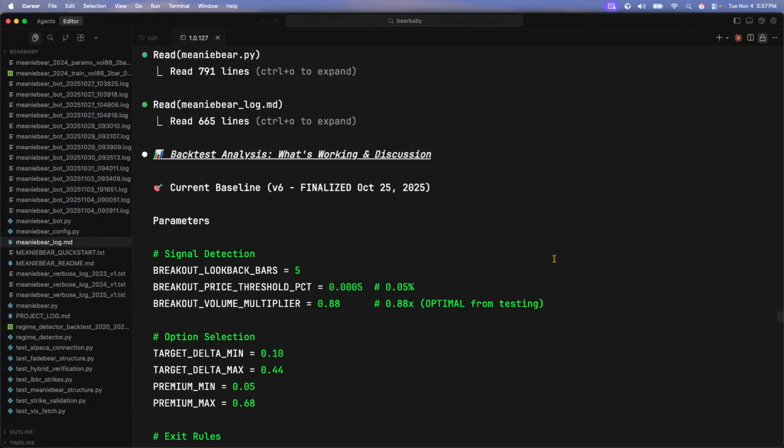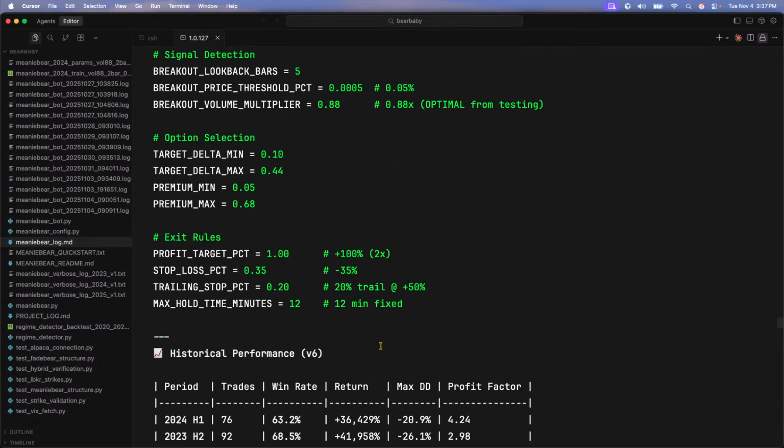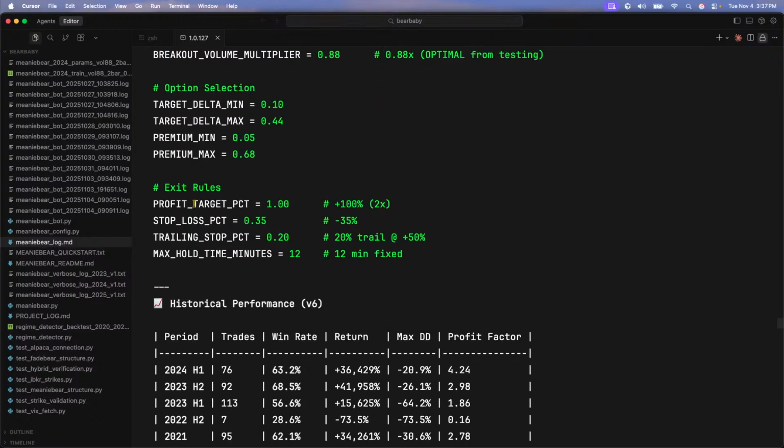The current backtest, okay, backtest optimal for testing. 100%, 35. Oh, there's only one take profit. 100%. That's crazy.